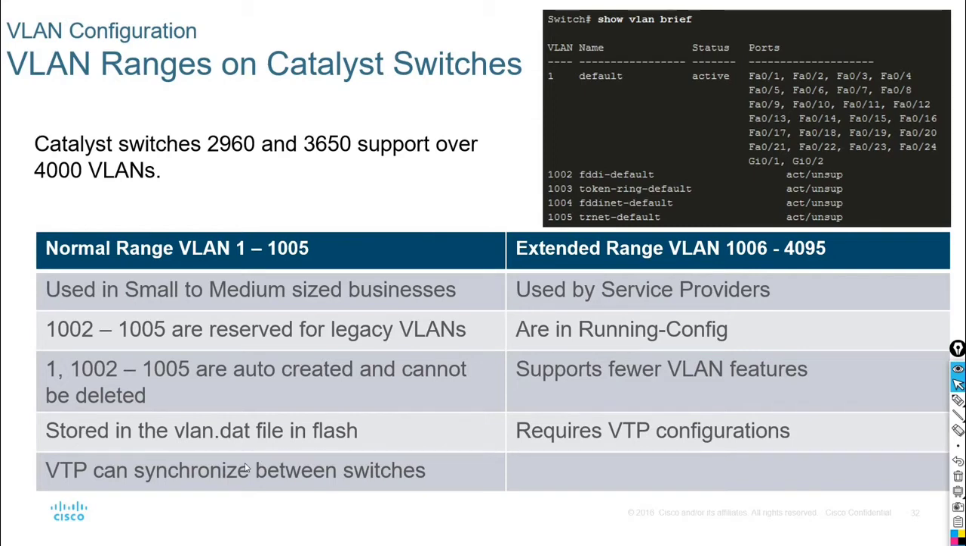VTP can be synchronized between switches. Extended VLANs range from VLAN 1006 to 4095 and are mainly used by service providers. They can run in the running config, support fewer VLAN features, and require VTP configurations here.